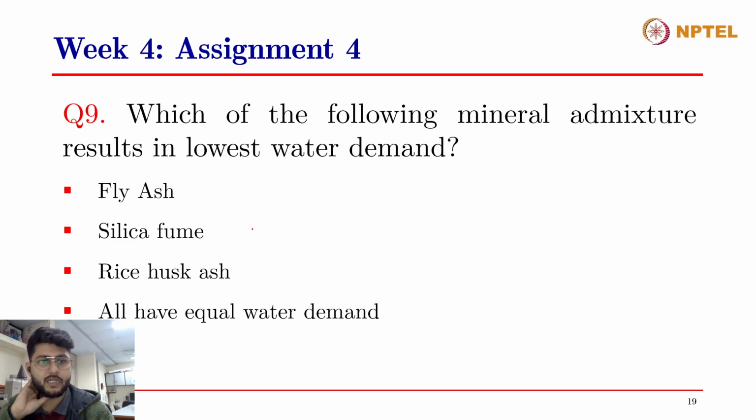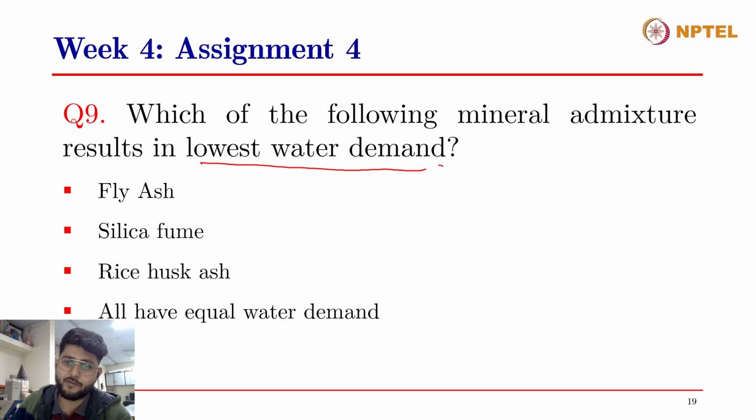Which of the following mineral admixtures results in the lowest water demand? Fly ash, silica fume, rice husk ash, or all have equal water demand. Which of these options is correct? Sir, rice husk ash. You also mentioned, we also discussed that the highest water demand is coming from rice husk ash. I'm asking about the lowest water demand.